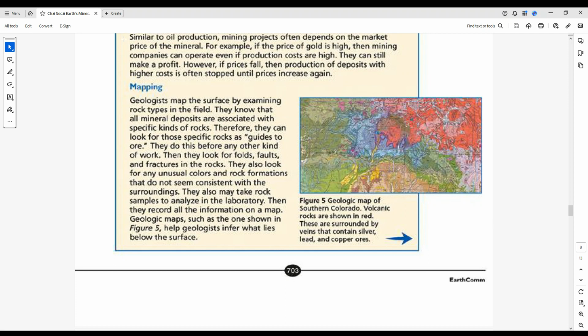Similar to oil production, mining projects often depend on the market price of the mineral. For example, if the price of gold is high, then mining companies can operate even if production costs are high. They can still make a profit. However, if prices fall, then production of deposits with higher costs is often stopped until prices increase again.